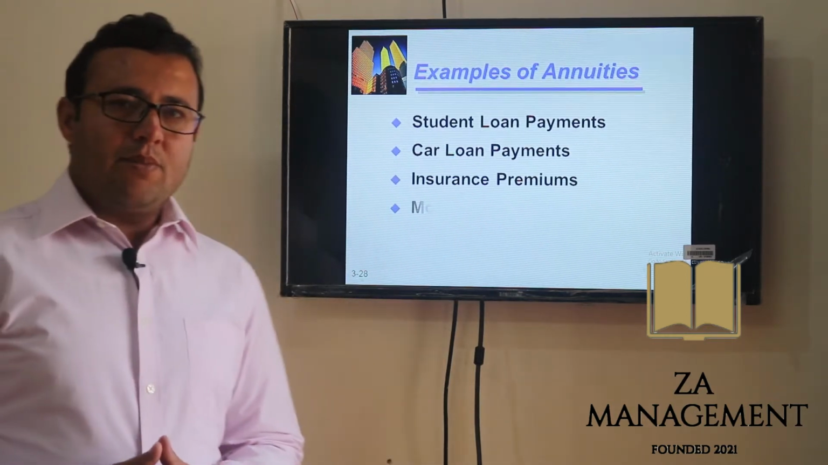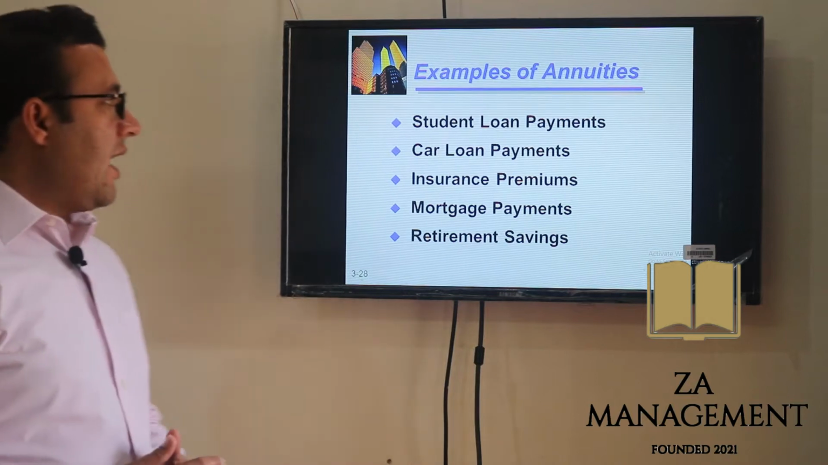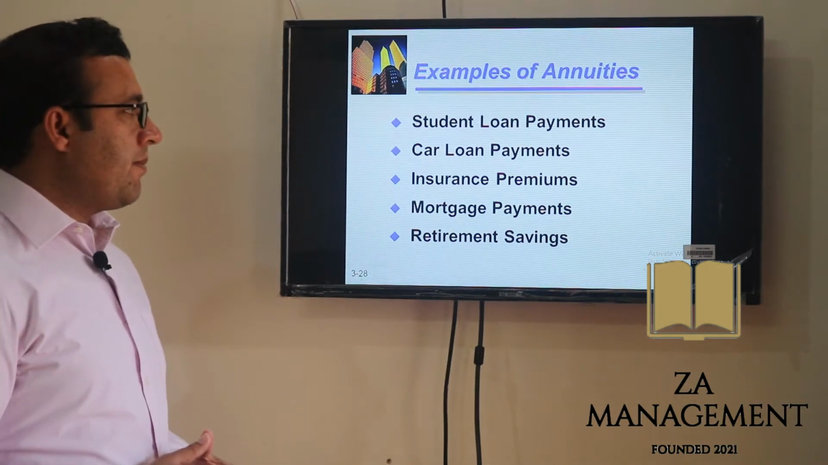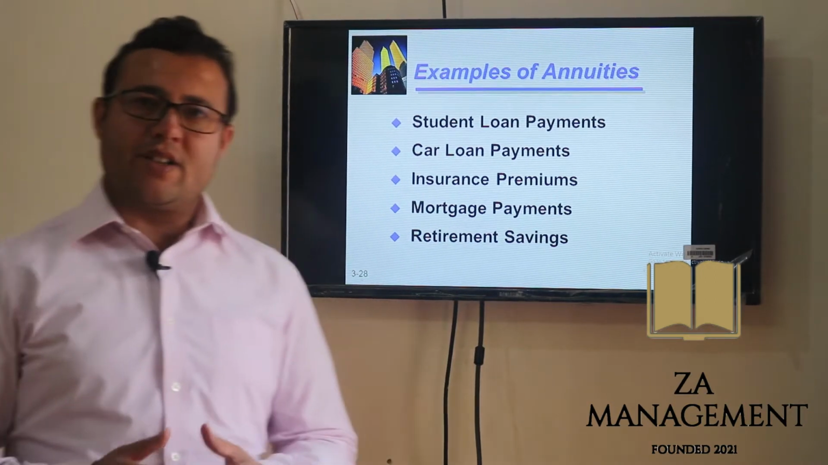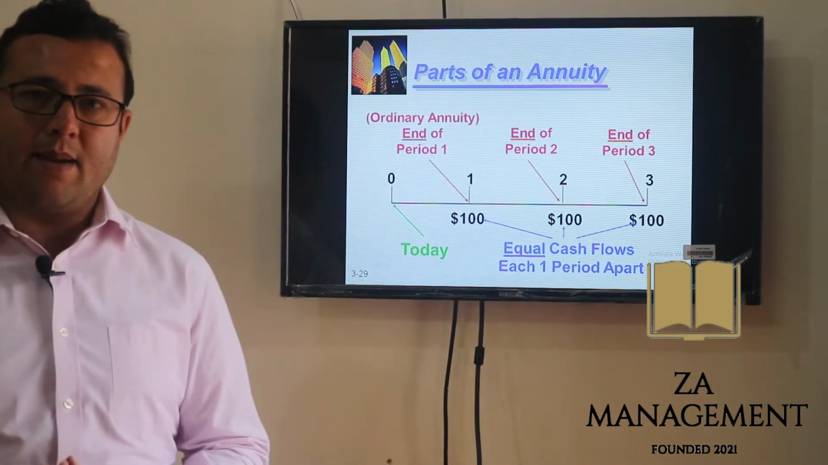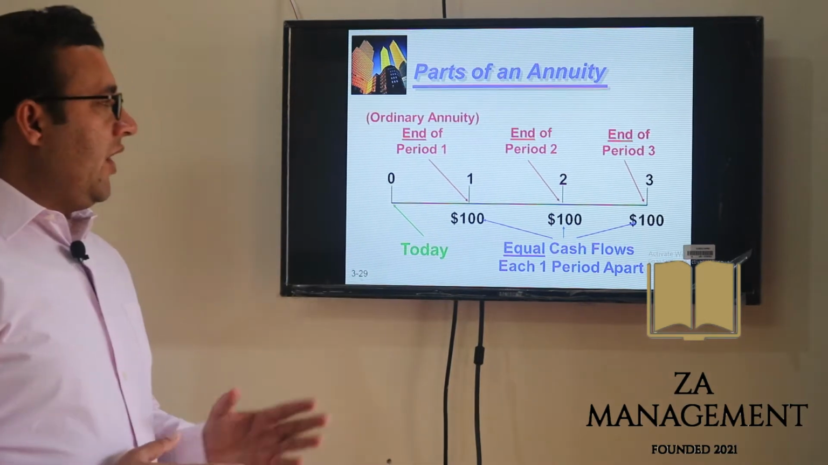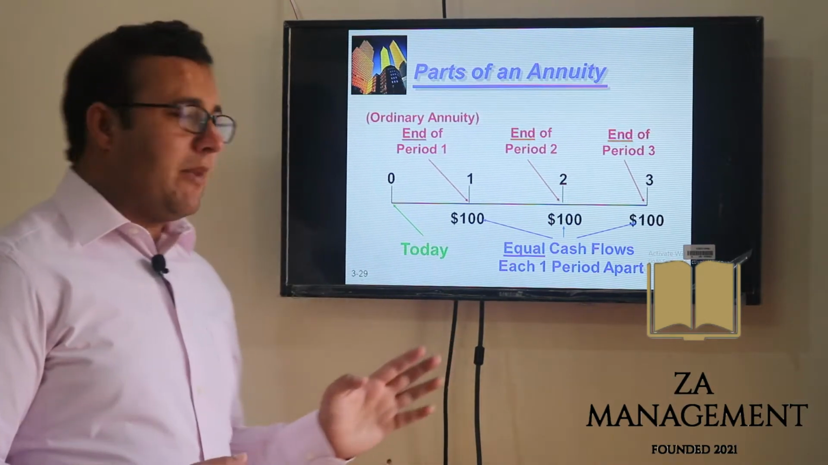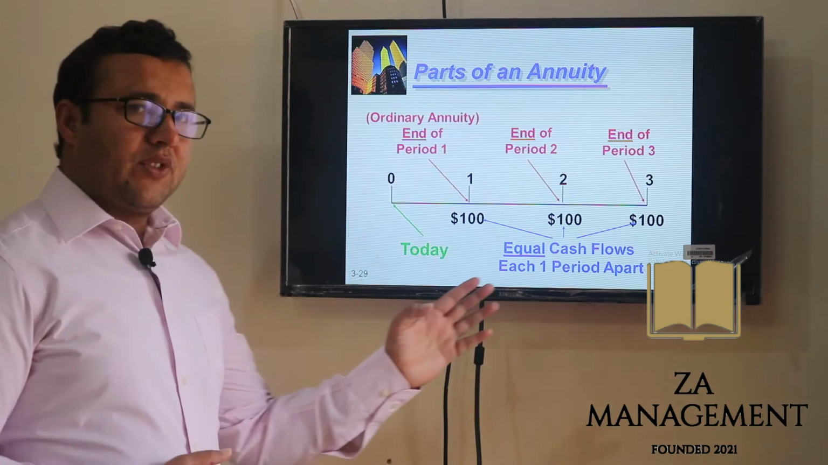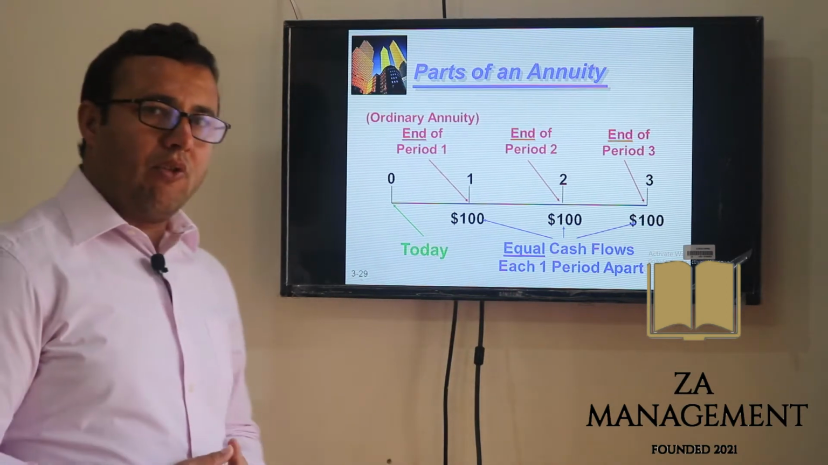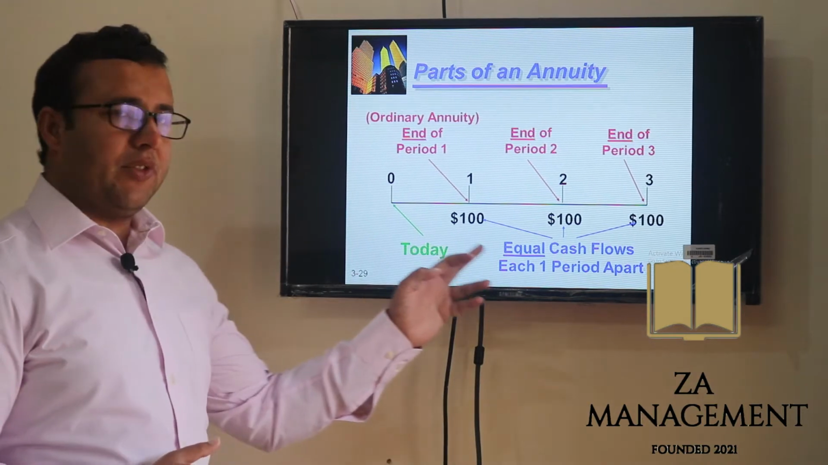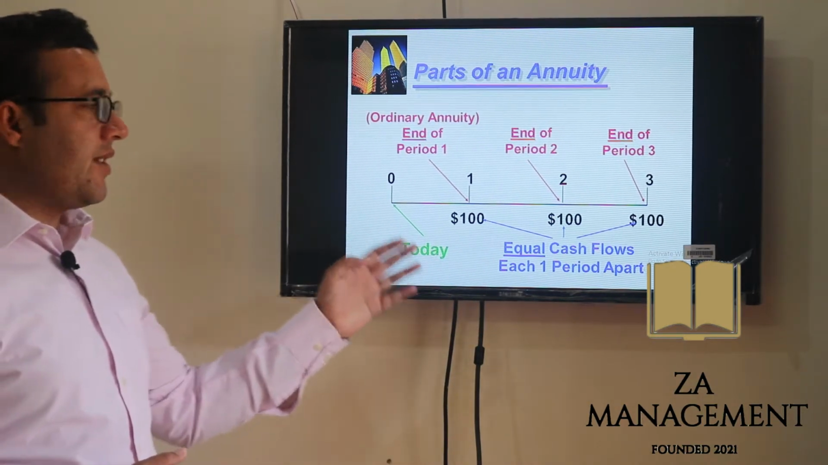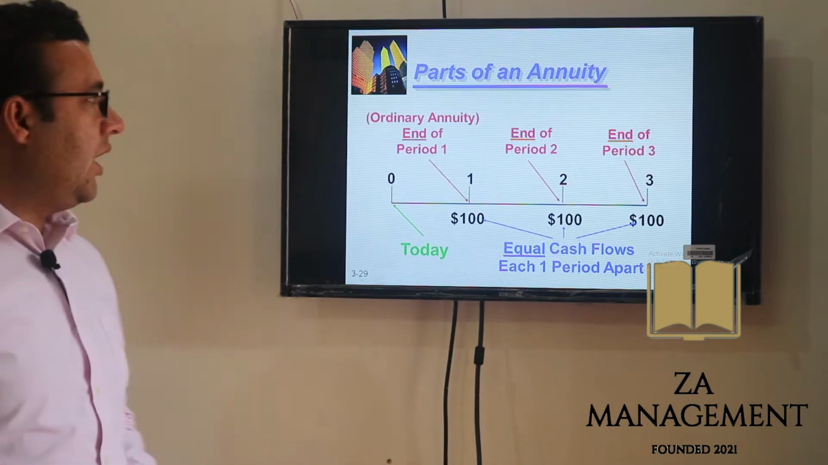Practical examples in which we use the annuities concept are student loan payments, car loan payments, insurance premiums, mortgage payments, and retirement savings. All these are examples of annuities. Here we have an example on a timeline. In this case, we have three equal installments of $100 which are occurring at the end of each period. So that's why it is an example of an ordinary annuity.